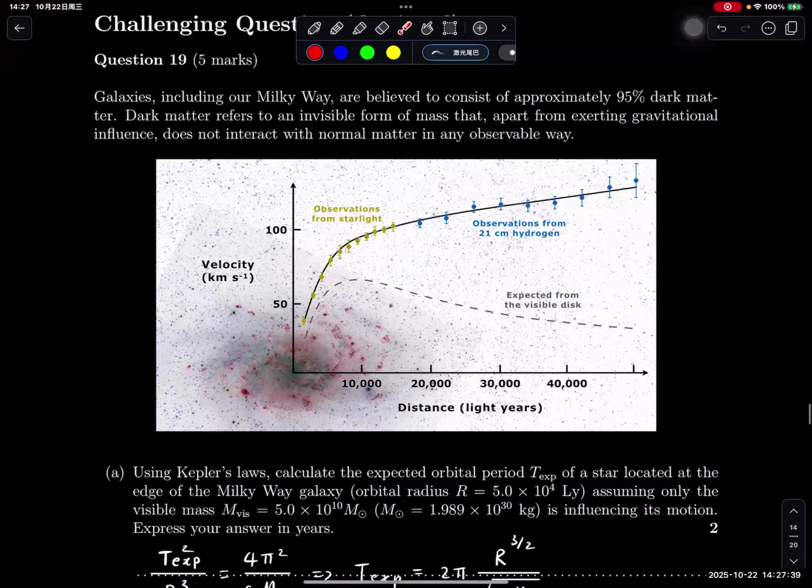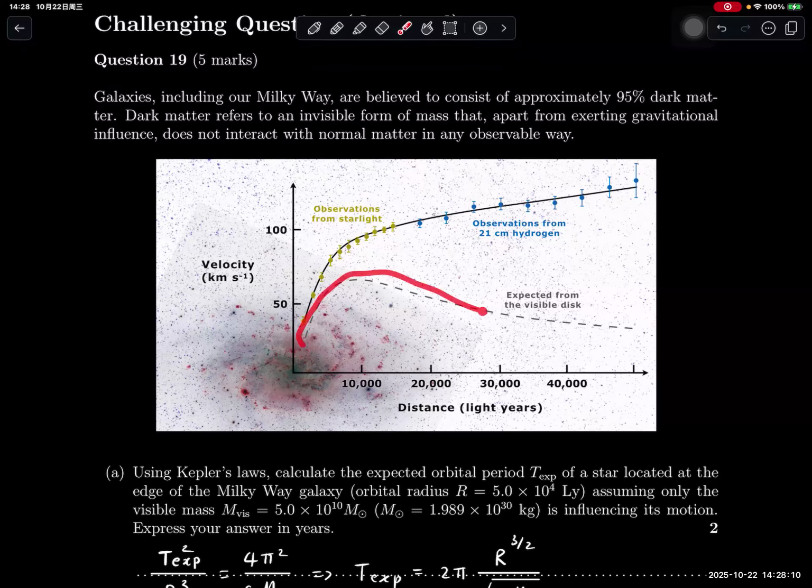So the challenging question for this week is also pretty interesting. The picture in black and white looks a bit weird, but it shows the observation of the stars in our galaxy orbiting the central black hole. We end up finding that the orbital velocity seems a bit weird. Using Kepler's law, we expect something like this to happen, but what we actually see is something like this. So Kepler's law is somehow not obeyed by those objects.